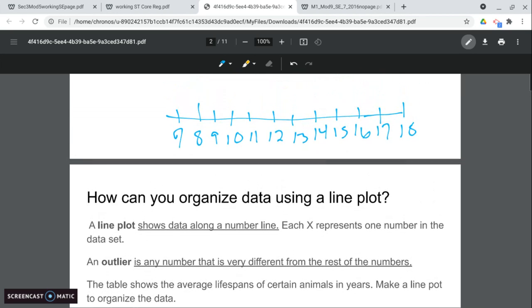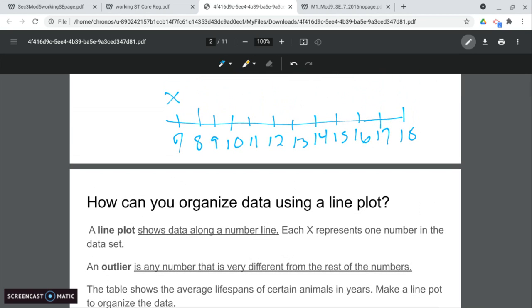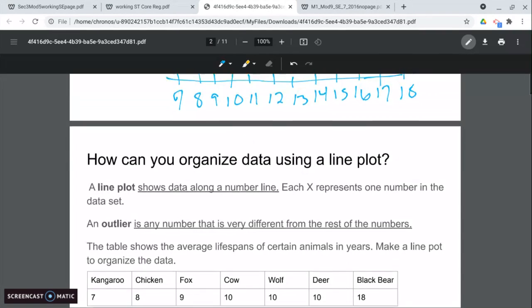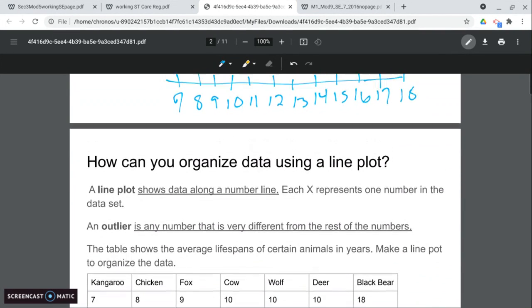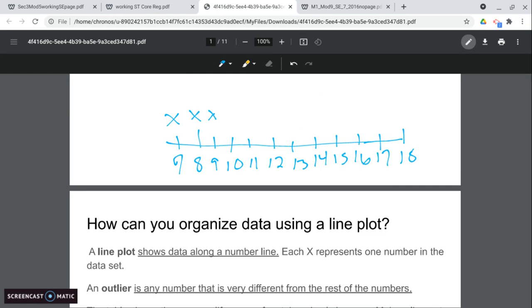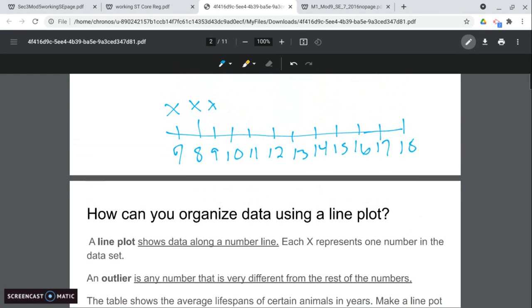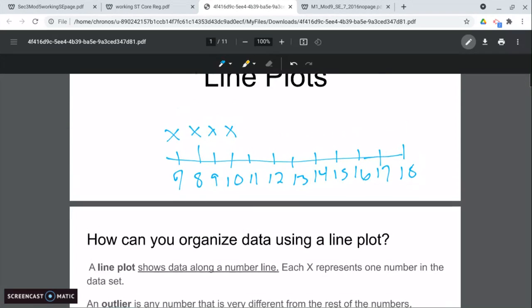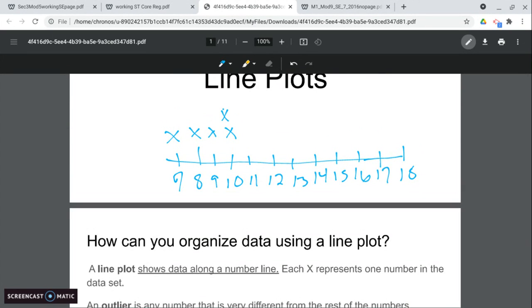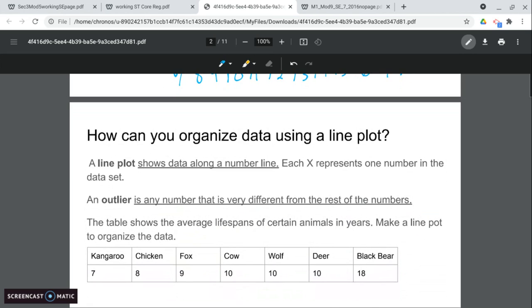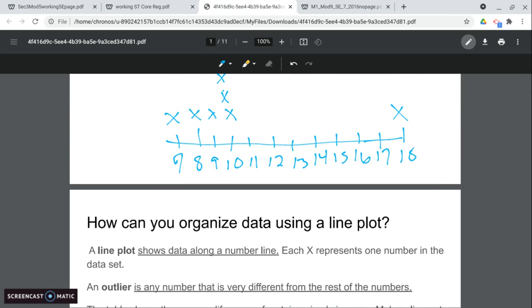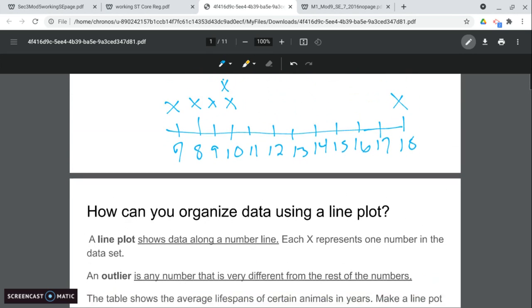So the kangaroo has a lifespan of 7 years. The chicken has a lifespan of 8. The fox has a lifespan of 9. So each one of these gets an X. Cow has a lifespan of 10. The wolf also has a lifespan of 10. The deer has a lifespan of 10, so we put 3 X's above the 10 to represent each one of those. And then the black bear has a lifespan of 18.